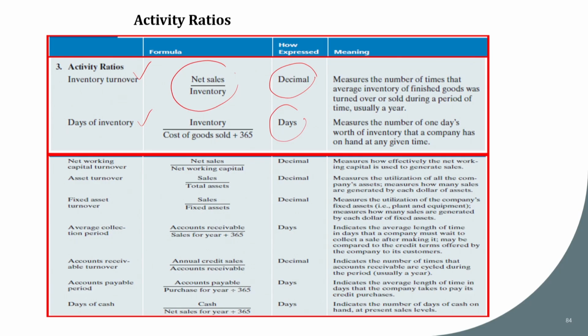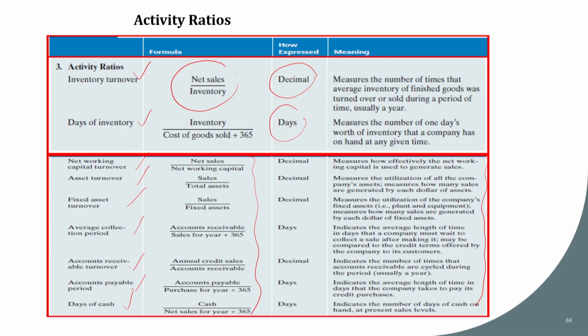And we have other ratios. You can see here the net working capital turnover, then the asset turnover, fixed asset turnover, average collection period, accounts receivable turnover, accounts payable period, and days of cash. So, the formula for each of these is given here, and the interpretation is also given here. And I would suggest you go through this and get a better sense of what these activity ratios mean, and how these are all going to help in your case study analysis.